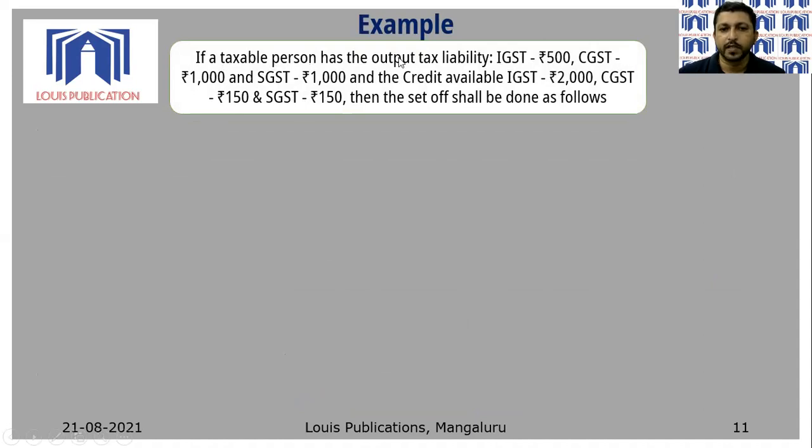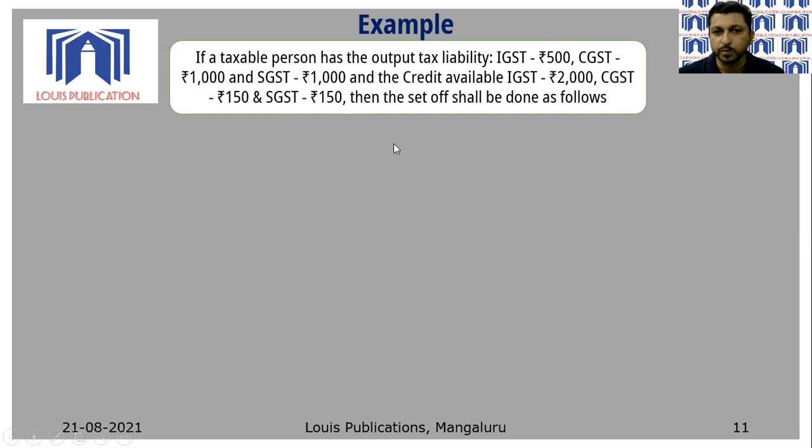Let's say a taxable person has the output tax liability, so there is an IGST liability of 500, CGST liability of 1,000, SGST liability of 1,000. And the credit available, IGST credit is 2,000 rupees, CGST is 150, SGST is 150. Then the set-off shall be done as follows. So one point is very clear. This 2,000 must be utilized first, compulsorily. Now, as far as IGST is concerned, it's only 500. So from 2,000 credit, if I take out 500, it will remain with 1,500. 1,500 will now be divided between CGST liability and SGST liability as 750 rupees each.